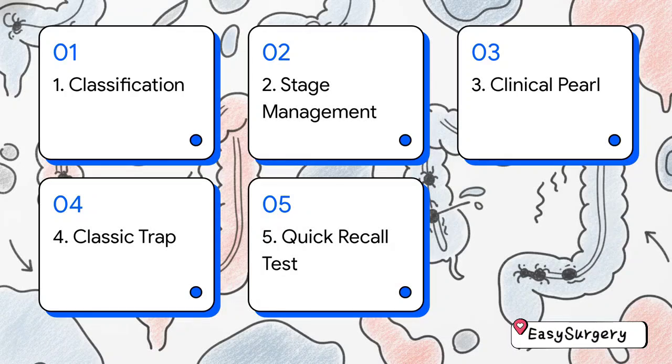Here's our game plan. 1. The Hinchey classification system. 2. Stage-by-stage management. 3. A key clinical pearl. 4. The classic exam trap. And 5. A quick recall test. Let's get right into it.